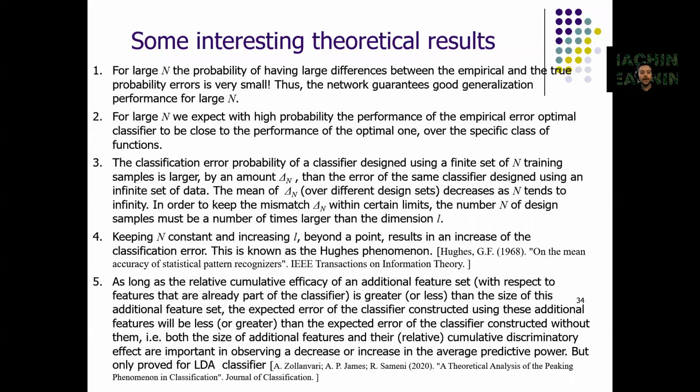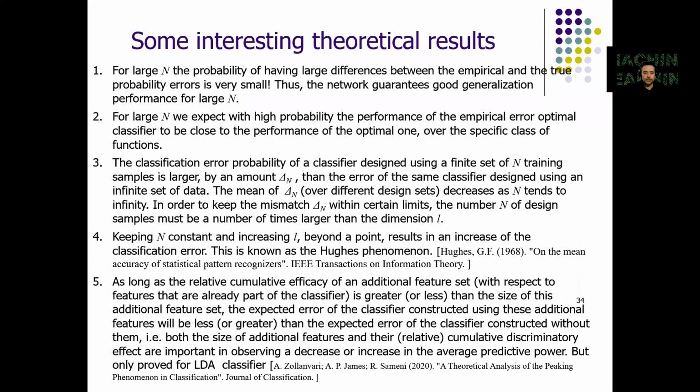The fourth point is about keeping the number of training points fixed and increasing the dimensionality of the input. So this may work up to a certain point. When you reach that point, then any further increase will produce an increase in the classification error. Okay, we call that in practice the curse of dimensionality. Formally, it is known as the Hughes phenomenon, based on the author of this paper, 1968, who first identified the problem and presented it theoretically.